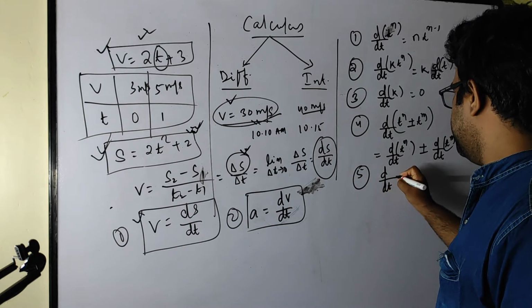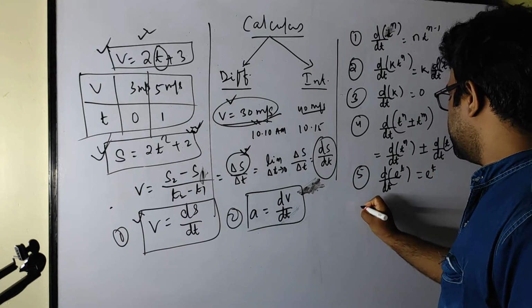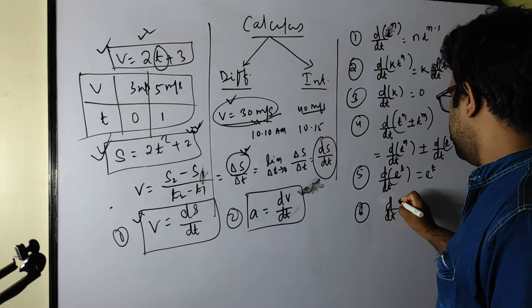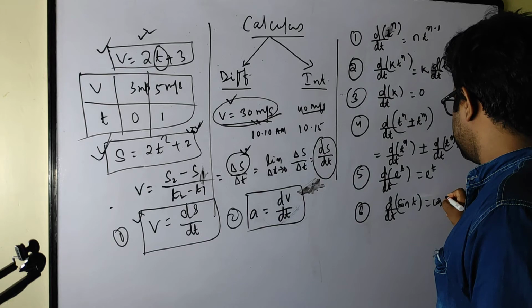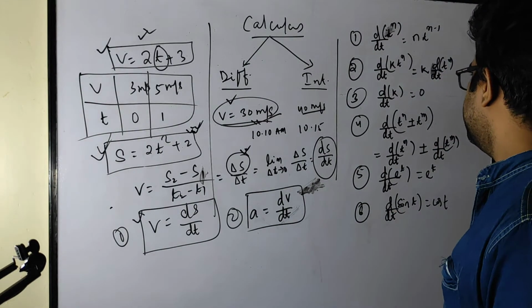So d upon dt of e to the power t is e to the power t. Trigonometry, I am not writing all of them. So the derivative of sin t is cos t, right? Differentiation of cos t will be minus sin t.